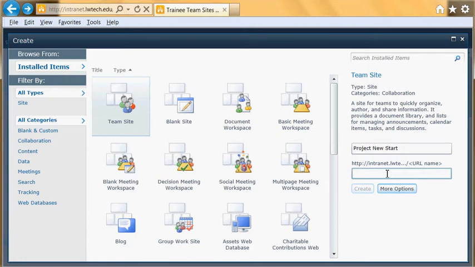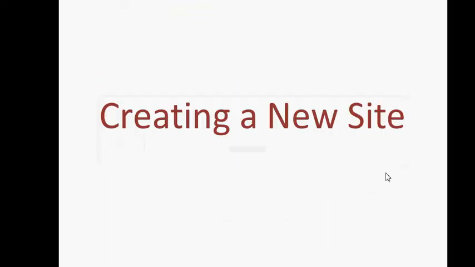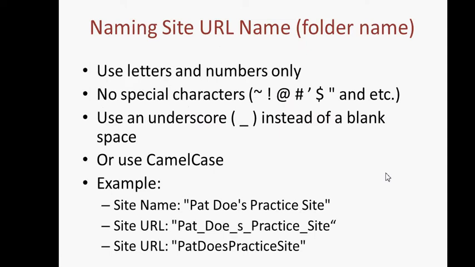So let me quickly go over the details. First of all, use only letters and numbers, and no special characters such as tilde, exclamation mark, at, or pound signs, and so on. Incidentally, blank space is also a special character, so substitute a blank space with an underscore, just like that.